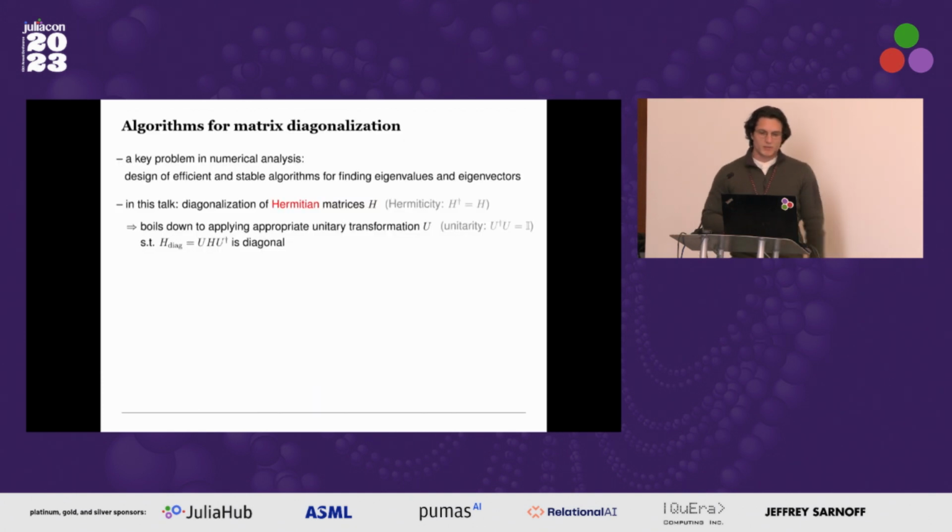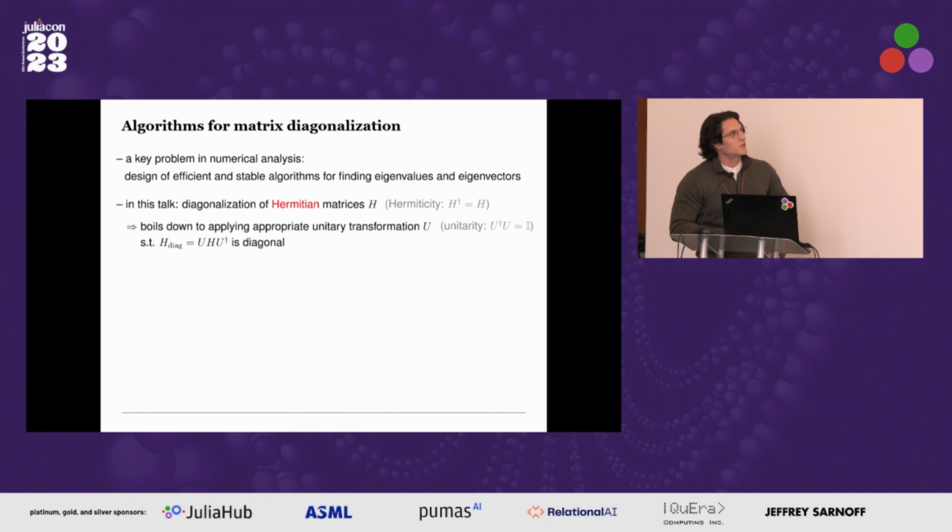A key problem in numerical analysis is the design of stable and efficient algorithms for solving eigenvalue problems, so for finding eigenvalues and corresponding eigenvectors. In this talk, we're going to focus on the diagonalization of Hermitian matrices. For Hermitian matrices, this essentially boils down to applying an appropriate unitary transformation U, such that after the application, we end up with the correct diagonal matrix.